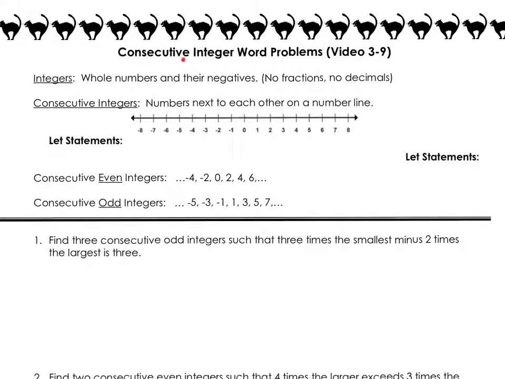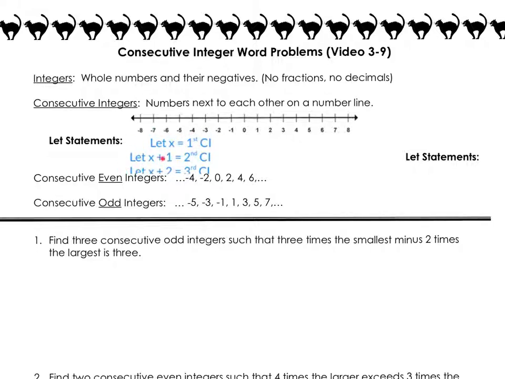We're going to talk about consecutive integer word problems. Integers, we already learned, are whole numbers and their negatives, so we don't have any fractions or decimals. But we're going to talk about consecutive integers, which means that they are the numbers next to each other on a number line. So, for example, 0, 1, 2. Those are consecutive integers.